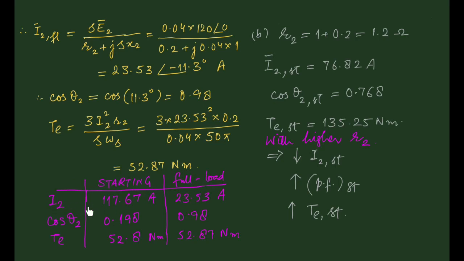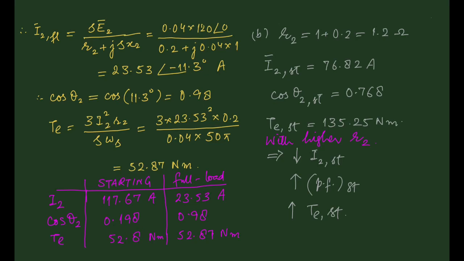Let's compare the different values under starting condition and full load condition. We have seen that I2 starting current is 117.67, and the full load current for this motor is just 23.53 ampere, and we therefore see the starting current is too high compared to the full load current. It is as much as almost 5 times the full load current, and the rotor power factor at starting is very poor, 0.196, and at full load it is high, which is 0.98, and the starting torque is of the same order as the full load torque.